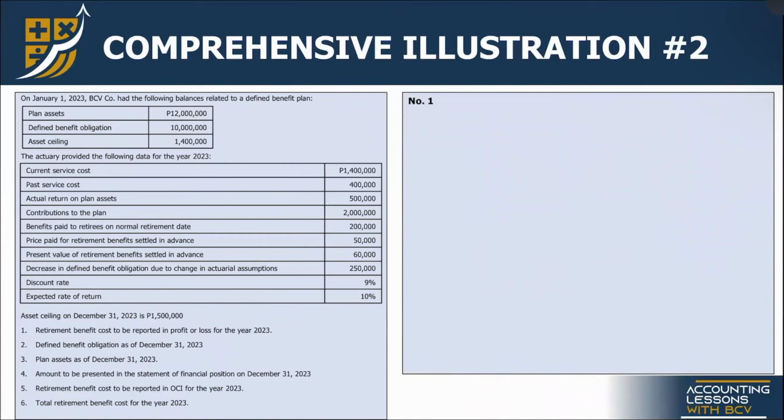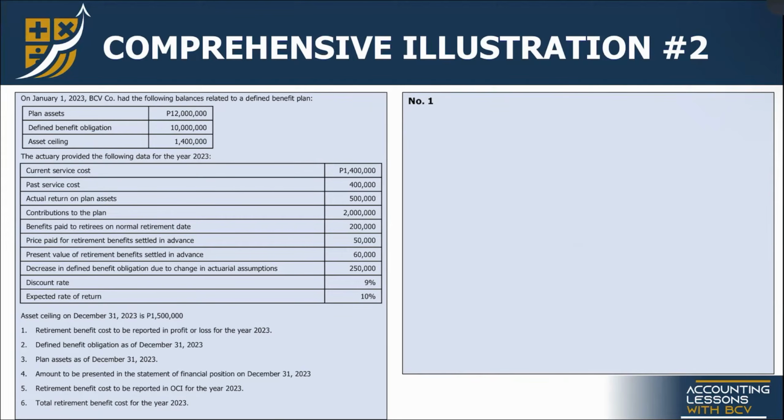Ito. Problem number 2. This time may asset ceiling na tayo. Okay? So this is a more comprehensive problem. On January 1, 2023, BCV company had the following balances related to a defined benefit plan. The actuary provided the following data for the year 2023. Ang daming given. So lahat ng discussions natin from parts 1, 2, and 3, i-apply na natin, including your asset ceiling concept.